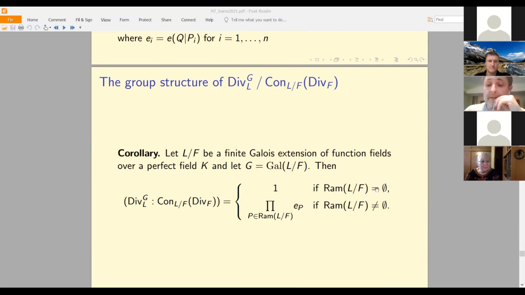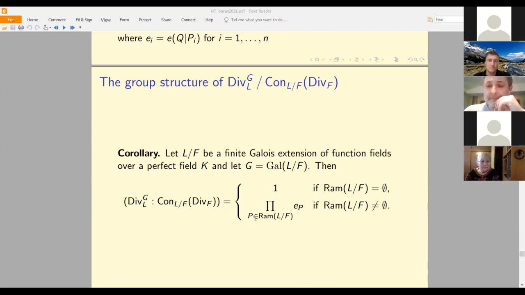If the ramification is empty, so there are no ramified places, the index is 1 by the result of Rosen. And if there is ramification, the index has this expression. It's the product of the ramification indices in the places that ramify from F to L. And this implies the opposite result from the Rosen result. If the index is 1, the extension cannot be ramified; otherwise the index will be bigger than 1.